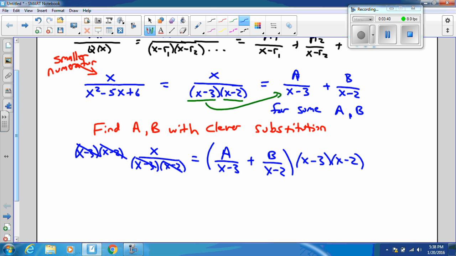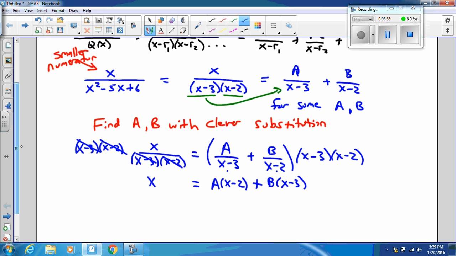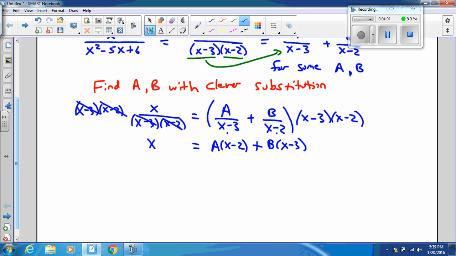And when I do, then on this side, everything goes away, leaving me with x. And on this side right here, in the first term, the factor of x minus 3 cancels, leaving me with the factor of x minus 2. And in the second term, the factor of x minus 2 cancels, leaving me with a factor of x minus 3. So I have this equation now. X is equal to a times x minus 2 plus b times x minus 3.